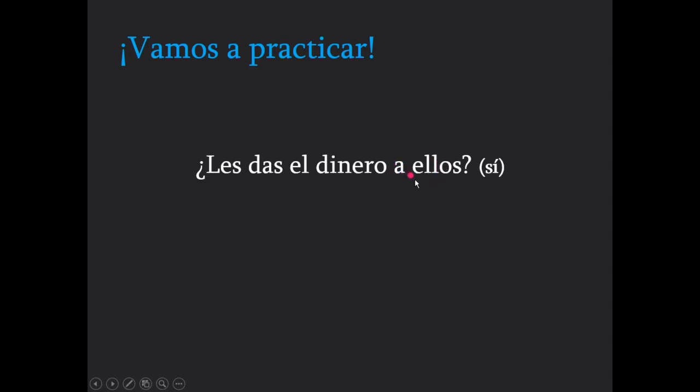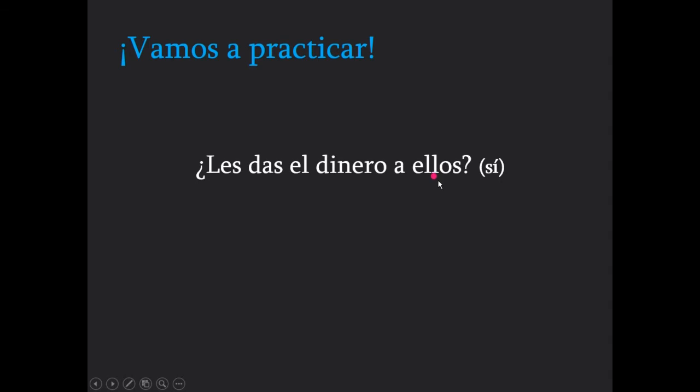And this clarifies that I'm asking, are you giving the money to them, and not are you giving the money to you all? Because if this a ellos were not here, and I just said les das el dinero, there's no way to know whether that says, are you giving the money to them, or are you giving them, and it probably doesn't mean anything else but that. Are you giving the money to them? But we don't know if it's males or females. In this case, we know that it's at least both males and females, or a group of men. We know it's not just females because this would have to be a ellas. So notice that this has had clarification when you ask the question.